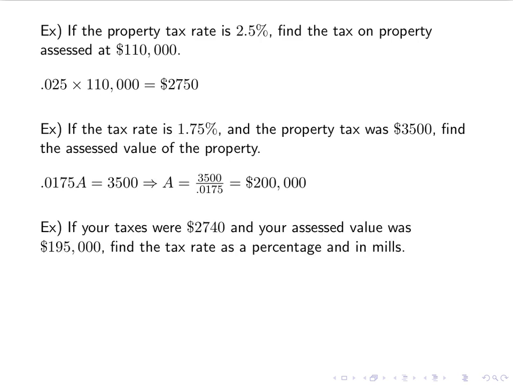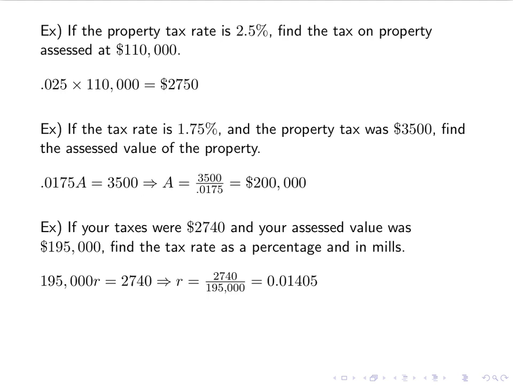And then the next one is, if your taxes were $27.40 and your assessed value was $195,000, find the tax rate as a percentage and in mils. So we'll be solving for the third of the unknown possibilities in our equation. We'll make sure we put these into the correct spot. So $27.40 is the T, the property tax. $195,000 is the A, the assessed value. And now we're looking for R. So we'll divide both sides by 195,000, and we'll get the decimal.